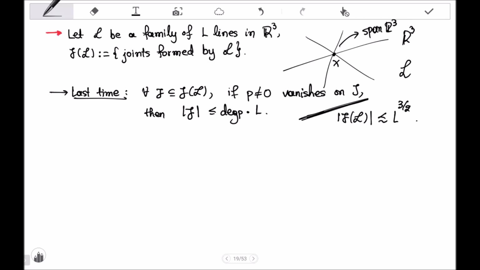And we said that if we are aiming for more refined estimates than this one, it doesn't look like we can do it with the vanishing lemma. So we need the polynomial partitioning for that, to reduce mainly the degree that we're using.